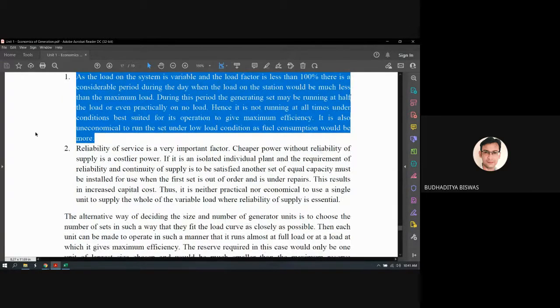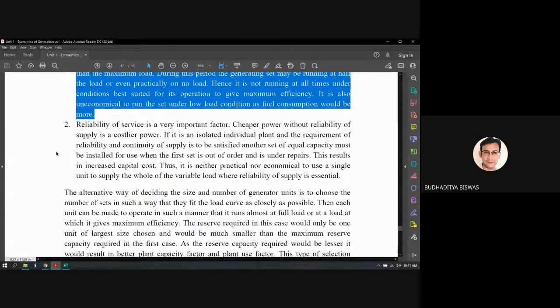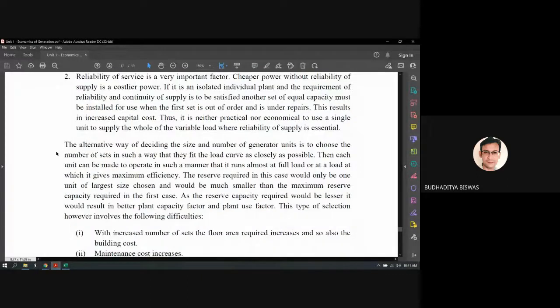Second point is based on the reliability. Obviously, if one unit fails to operate, then load shedding will be there. So that's why we must install more than one generator, at least, to meet the load demand. But there is also some problem. If we increase the number of generators, you may install 100 units, each unit having a generating capacity of 1 megawatt. But what will be the problem?